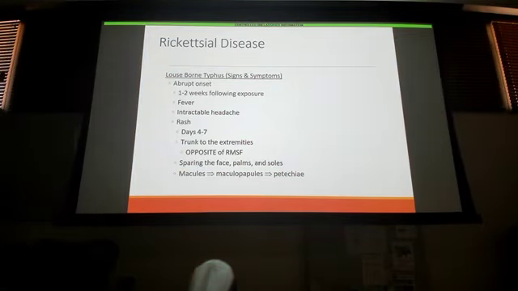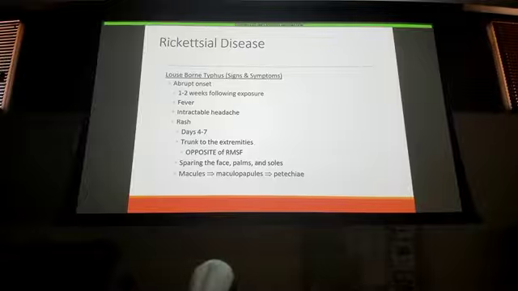Abrupt onset, 1 or 2 weeks following the exposure, a fever and an intractable headache. What does the word intractable mean? What's that? Non-fixable. It is so bad, there's nothing that'll touch it. It is a terrible, bad headache that we can't work on. Then a rash. The rash shows up in days 4 to 7. That rash is secondary to, again, the endothelial damage. But take a look at the rash itself. It starts on the trunk and goes to the extremities. So it starts on the torso and it moves towards the extremities.